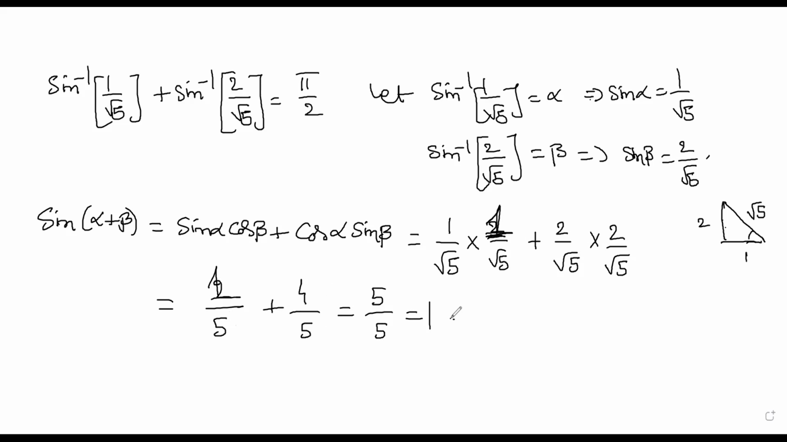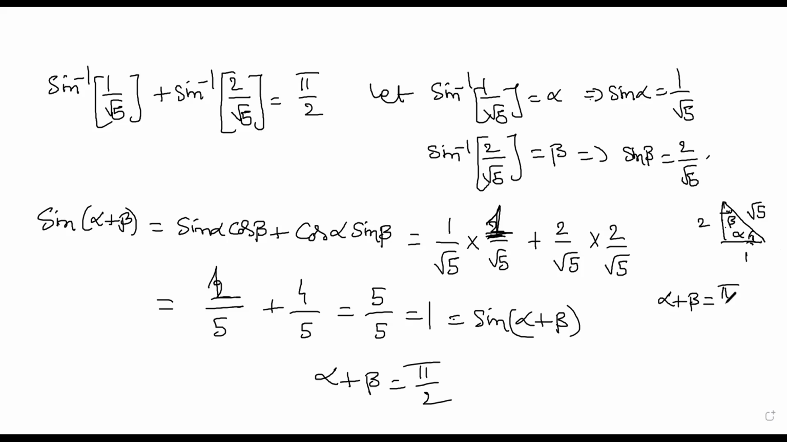Sine of alpha plus beta is equal to 1. That is, alpha plus beta should be equal to pi by 2. So these are actually the angles of the same triangle, complementary to each other. So alpha plus beta are complementary angles. They are within the triangle, so that happens to be pi by 2. So that's the norm.